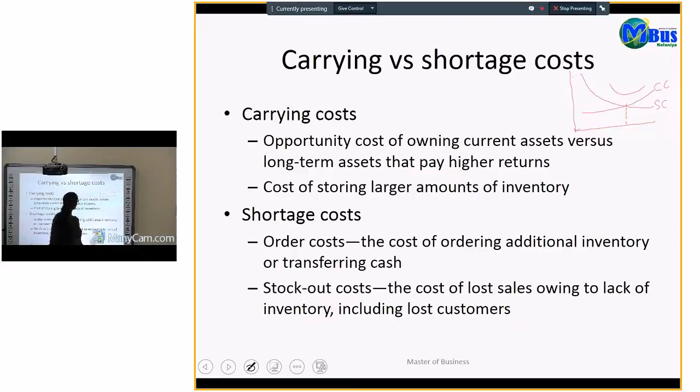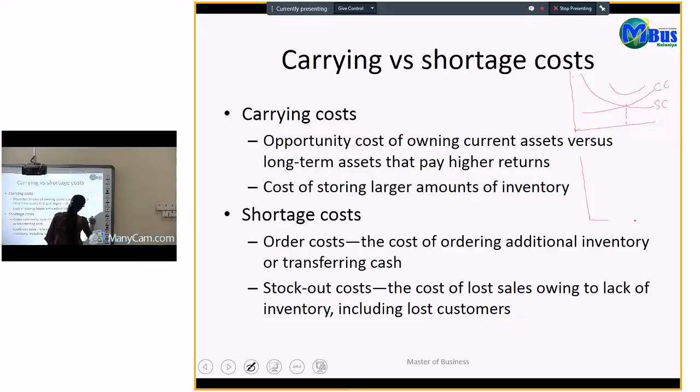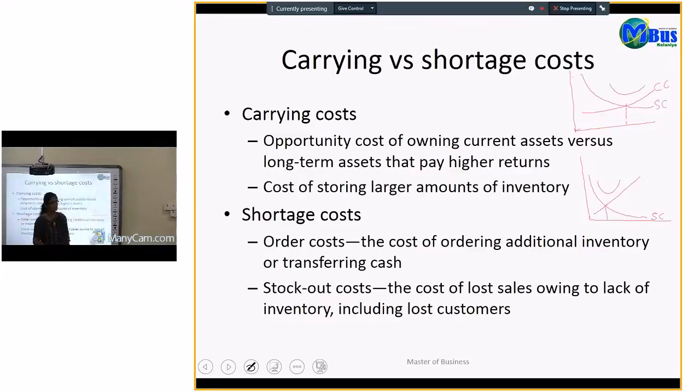In the restrictive policy, this is storage cost, right? And the carrying cost is this. This is the point which minimizes the total cost, right? So what can you say about these two graphs?